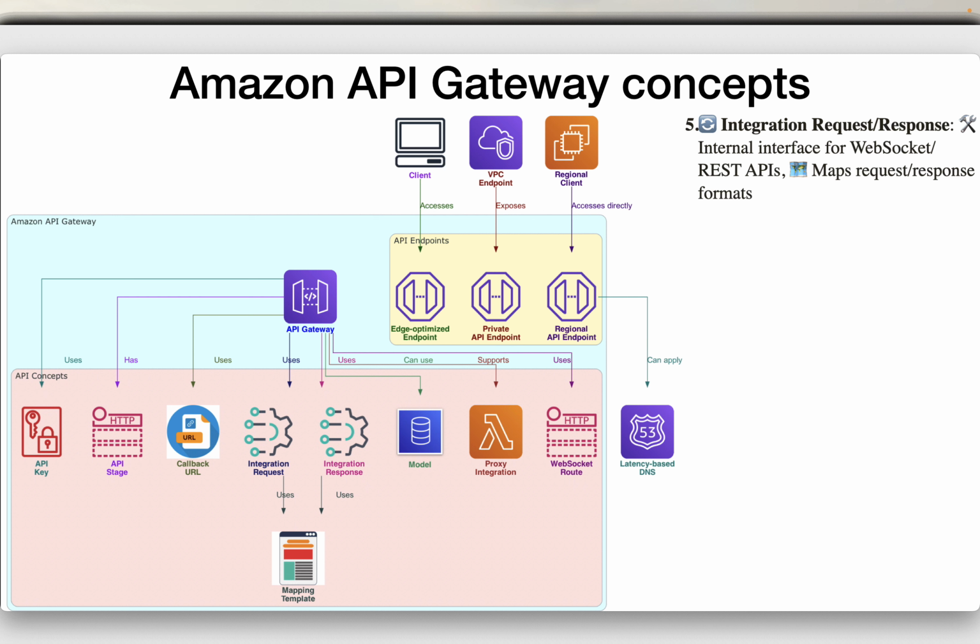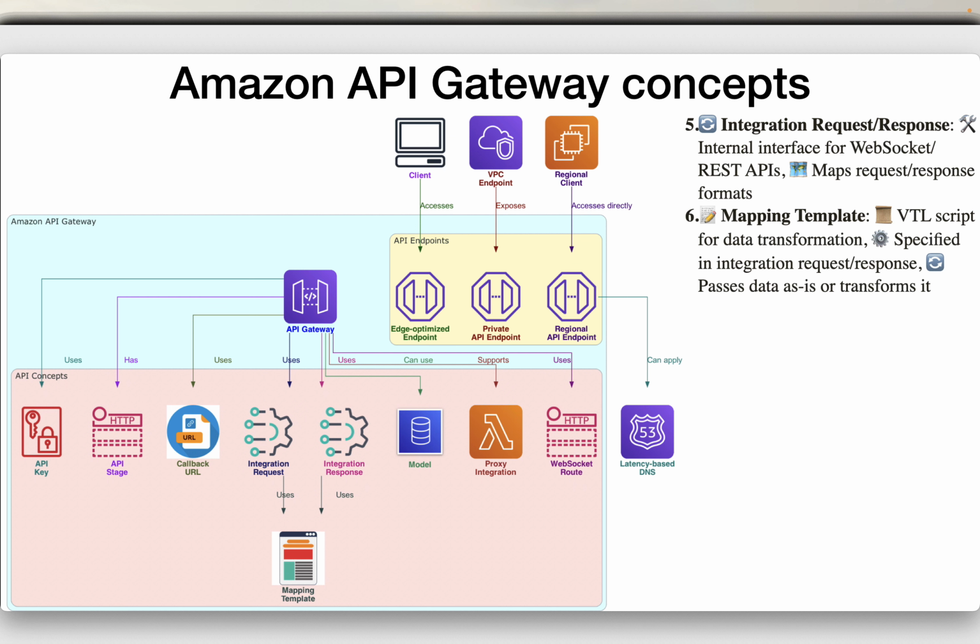Then you have integration response, which is again how to send back, which is the internal interface of a WebSocket API route or REST API method in an API gateway, in which you map the status codes, headers and payload that are received from the backend to the response format that is expected or returned to the client application.